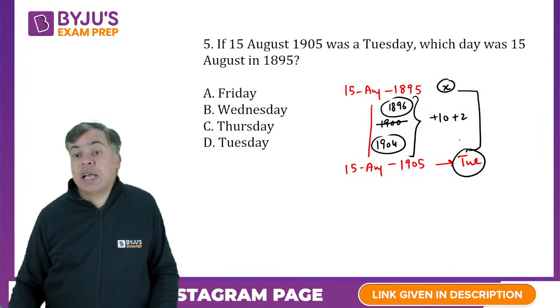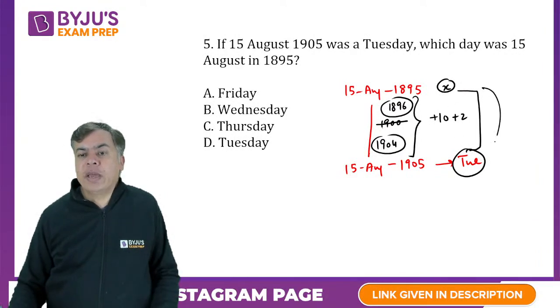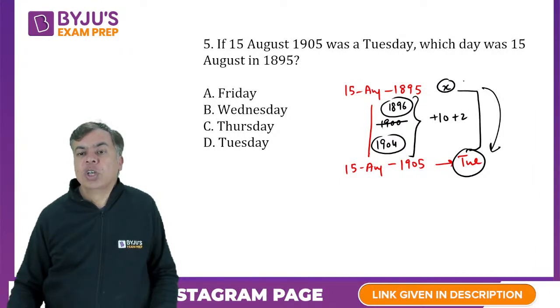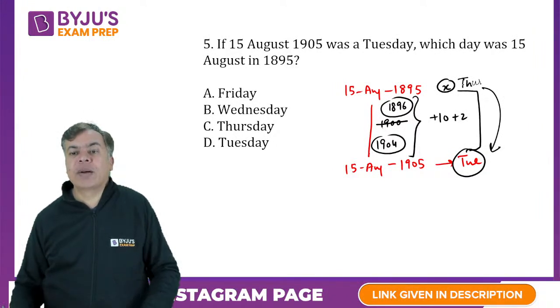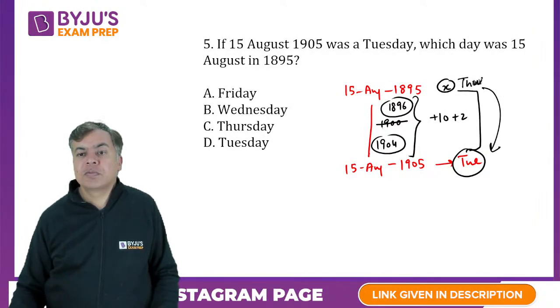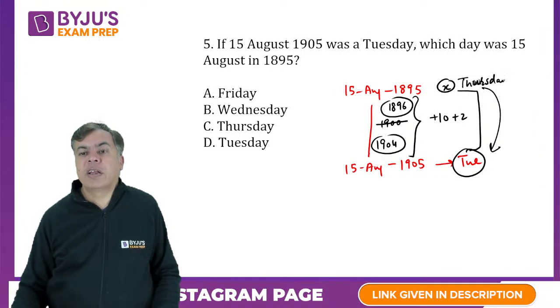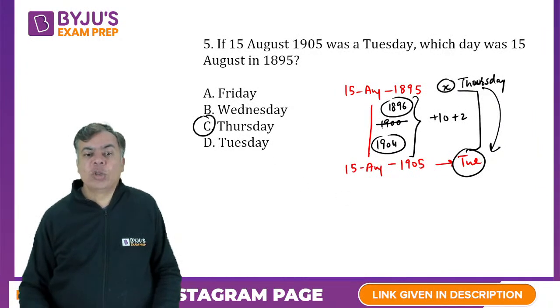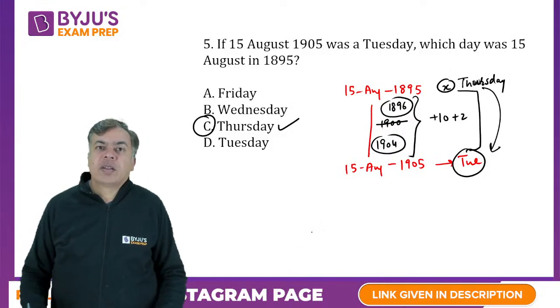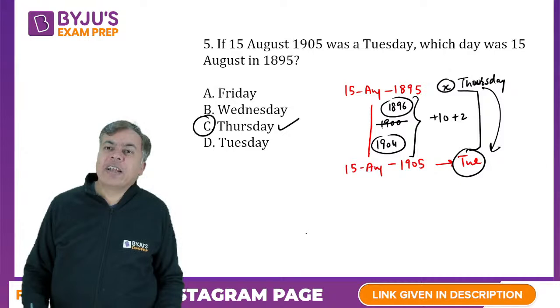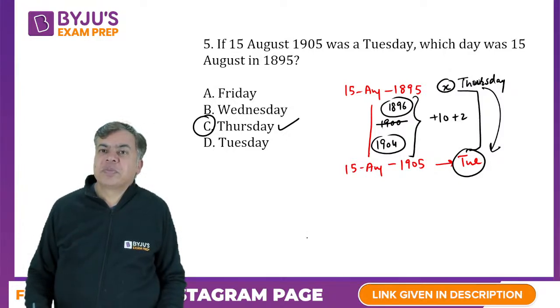So a gap of plus 5 means minus 2, right? So from here to here you are getting minus 2. So it must be Thursday, because Thursday minus 2 will become Tuesday, right? So Thursday should be the correct answer. Okay, are you getting it? Right? You need to go 12 days back.